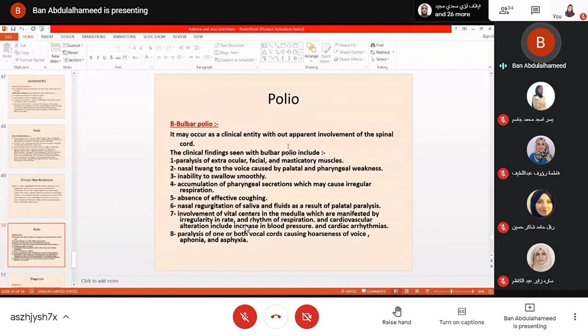All these are manifestations of bulbar poliomyelitis, which involves extraocular muscles, facial muscles, pharyngeal muscles and palatal muscles. As a result, we have absence of coughing and accumulation of pharyngeal secretion. This affects the ability to swallow smoothly, and it may cause paralysis of the vocal cord, which is characterized by hoarseness of the voice or aphonia.